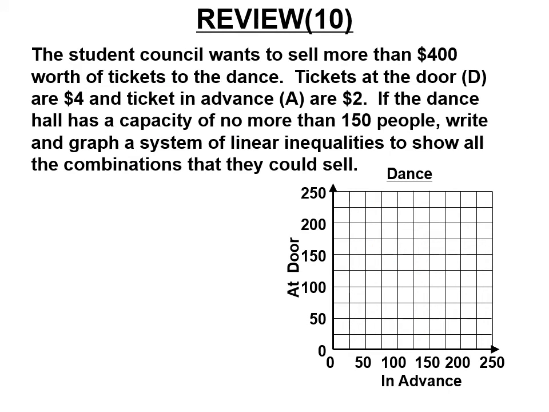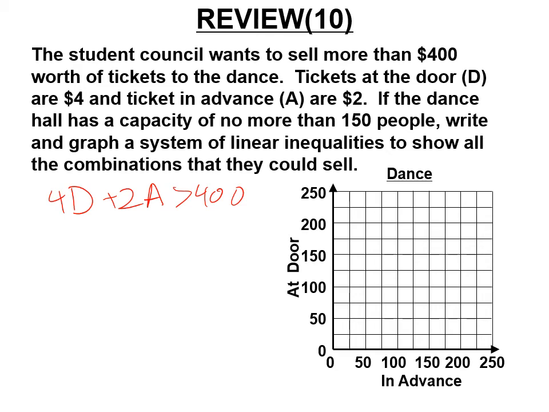Student council wants to sell more than $400, so that's greater than $400, worth of tickets to the dance. Tickets at the door are $4, that's the rate for tickets at the door. Tickets in advance are $2, because we're giving a discount for tickets bought earlier.